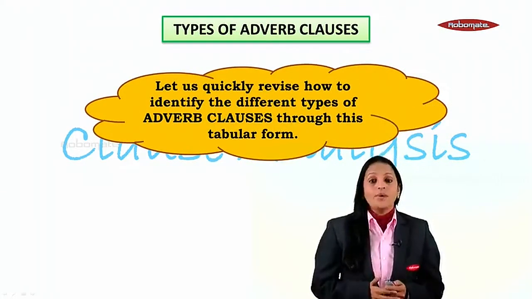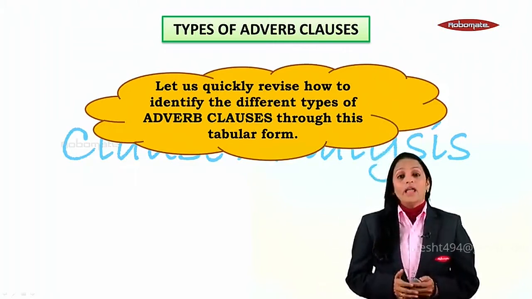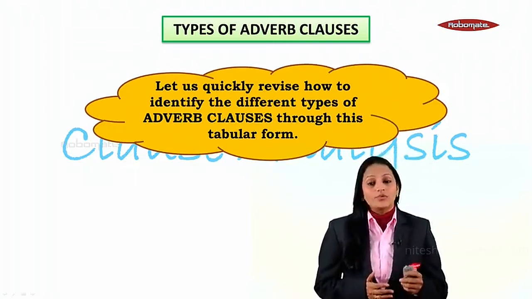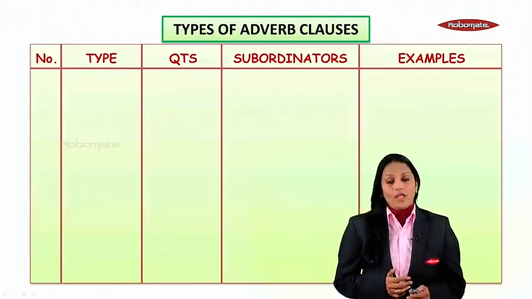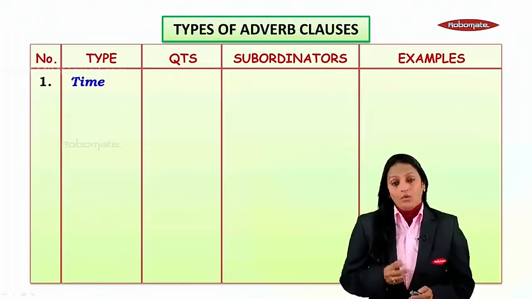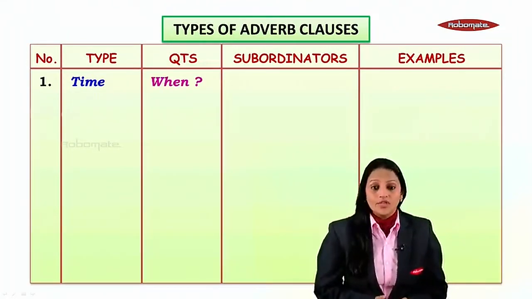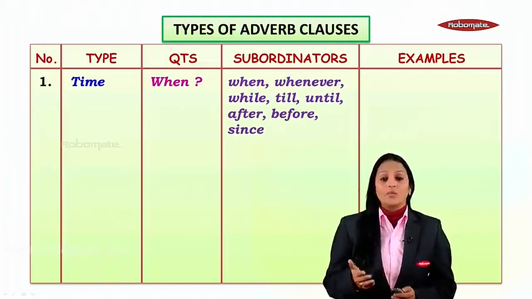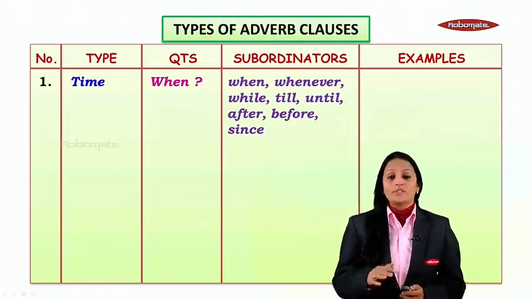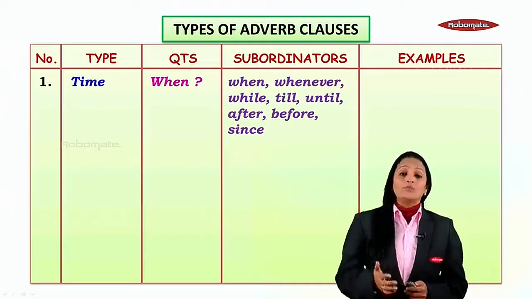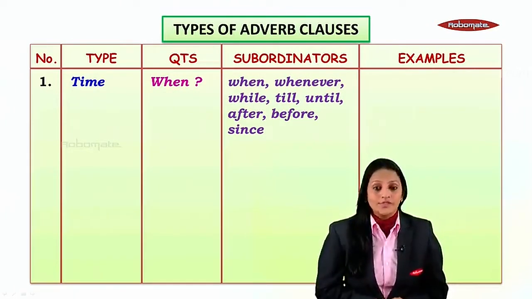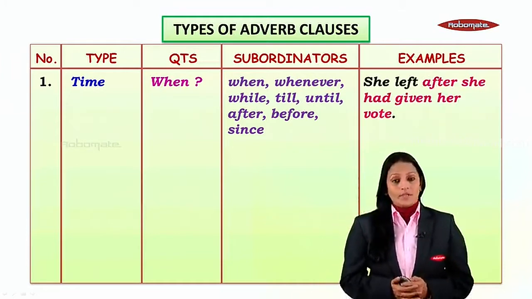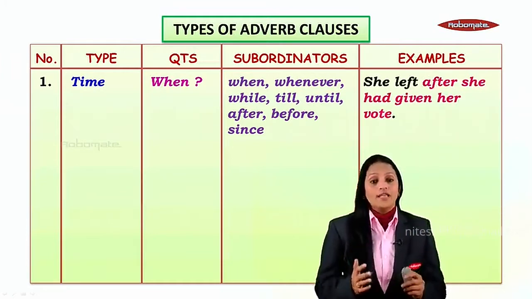Okay, now let us quickly revise how to identify the different types of adverb clauses through this tabular form. So 1, time. We know that for time we have the question when, but still let's take a look at the subordinators: when, whenever, while, till, until, after, before, since. These are the kind of subordinators that would be there in adverb clause of time. Now let's take an example. She left after she had given her vote.